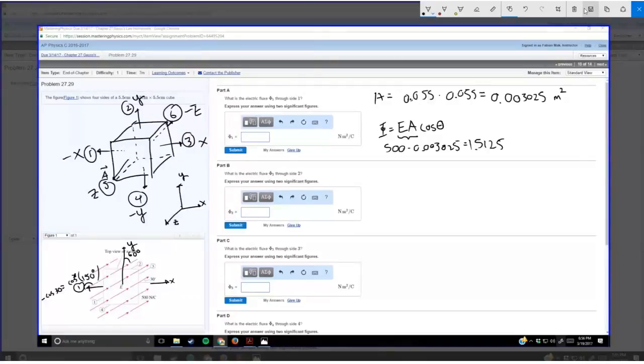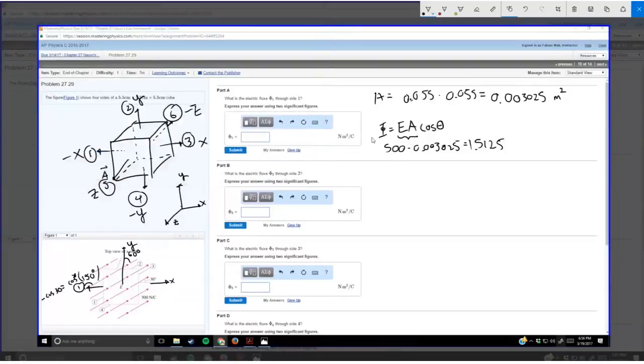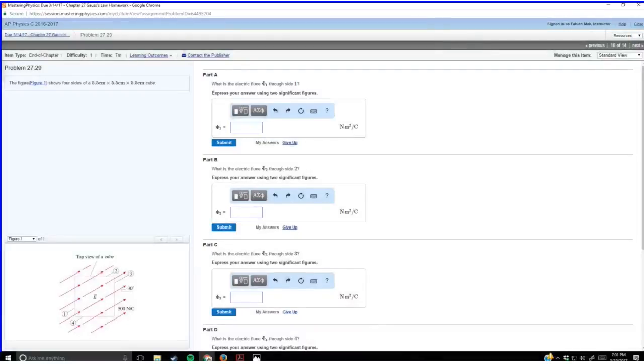So let me save this real quick. Then we can go through all the calculations. I had to do that because every time I close out of this window, it loses all my writing. So I can't keep it.